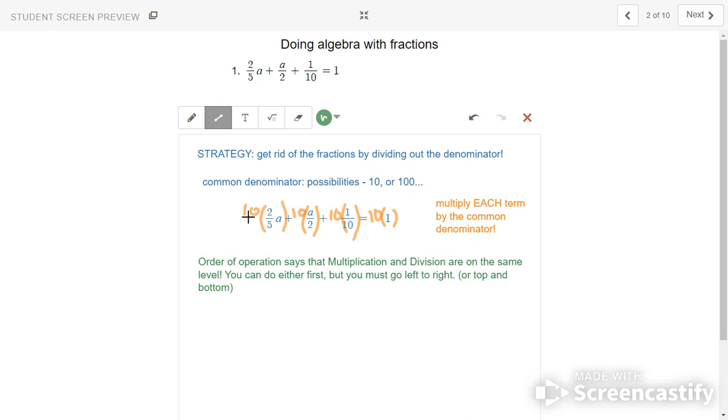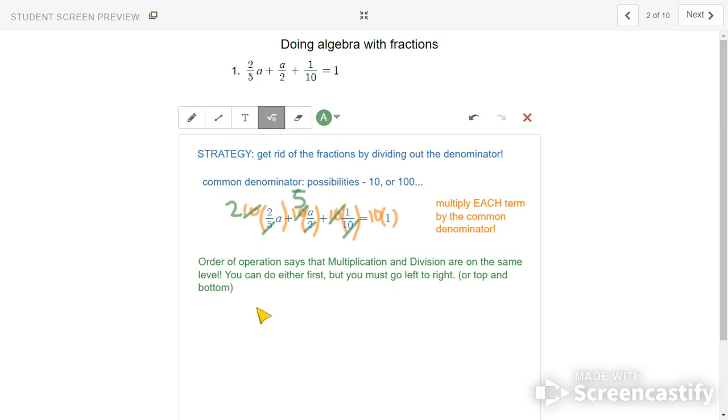So I have 10, I'm dividing it by 5. 10 divided by 5 gives us 2. Next, 10 divided by 2. This gives us a 5. Ten divided by 10, that divides out altogether. That's a 10, and I have 10 times 1.